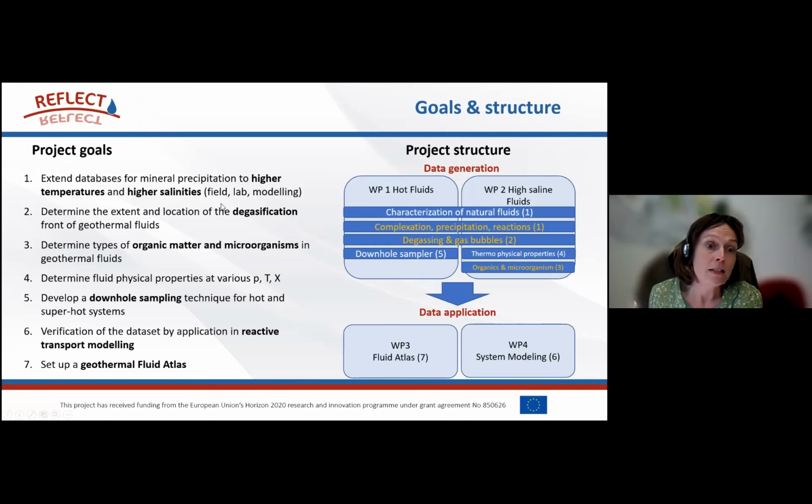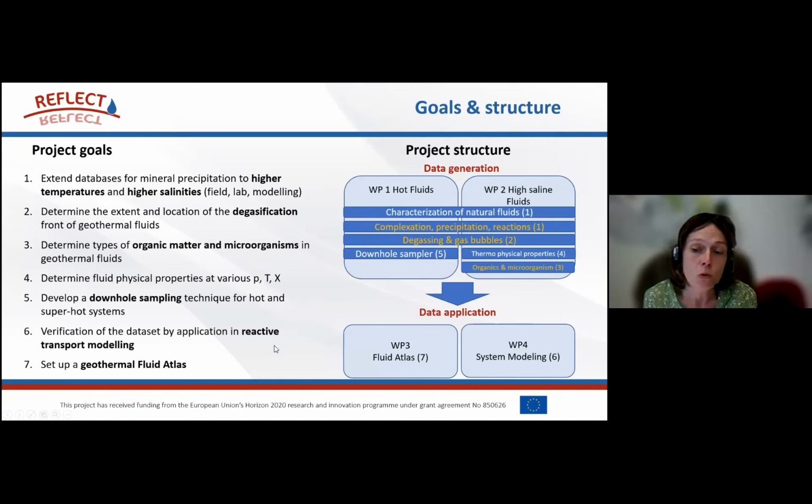We also want to extend the location of the degasification front for geothermal fluids. We want to determine the types of organic matter and microorganisms in geothermal fluids, and the physical properties at various pressures, temperatures, and salinities. So these 4 goals are all included in the data generation part of the project structure. Also, we want to develop downhole sampling techniques for hot and super hot systems, because without good samples, one cannot do any good analysis.